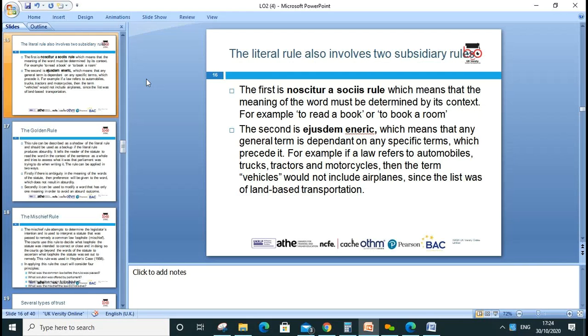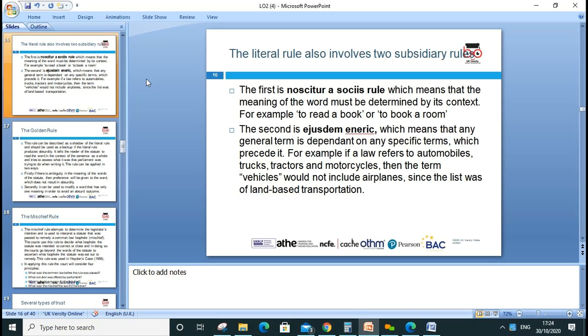So the literal rule also involves two subsidiary rules. First, noscitur a sociis, or we can say the Sochis rule, which means a word must be determined by its context. So the rule is, when you said it, what was the condition? Why did you say it? Is it by force, somebody told you to say something, or not?